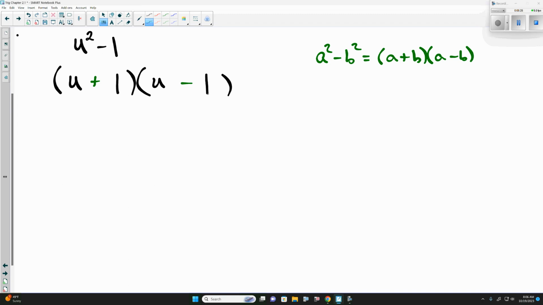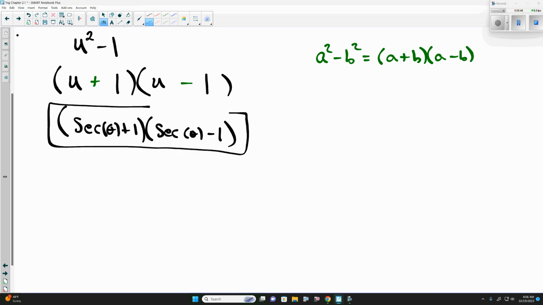But we can't stop here because we used u as a tool to help us factor. But u is what? Secant of theta. So really what this is telling us is that secant of theta plus 1 times secant of theta minus 1 is the actual final answer for this here. We used u as a substitute to put it in place of our secant to get it into a form that we're more comfortable with and is easier to solve, and then solved it from there.